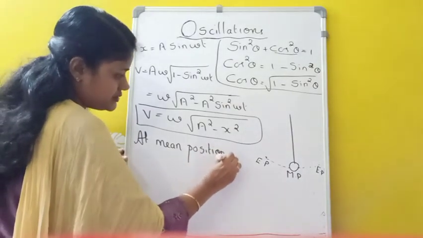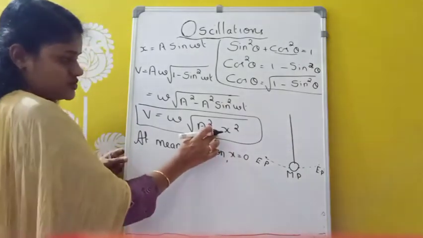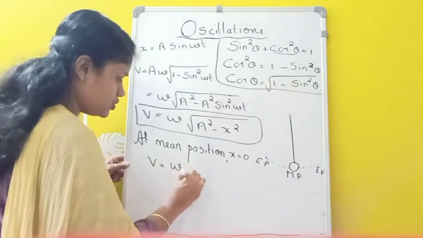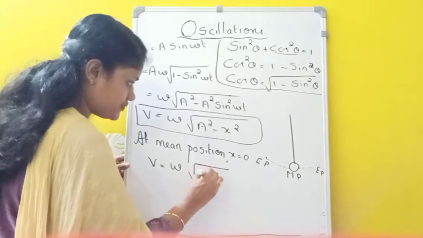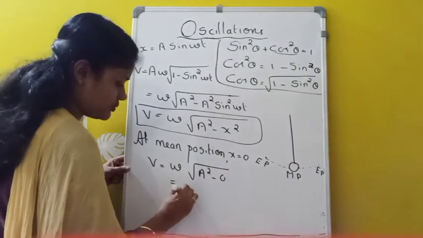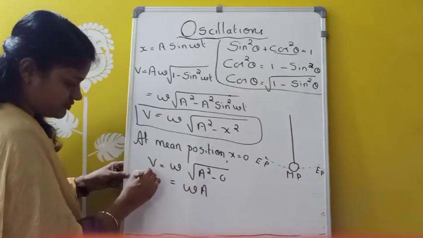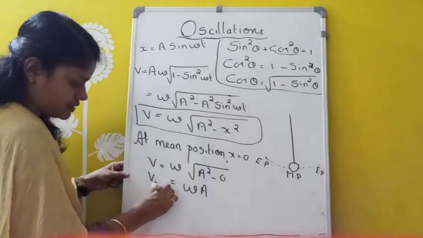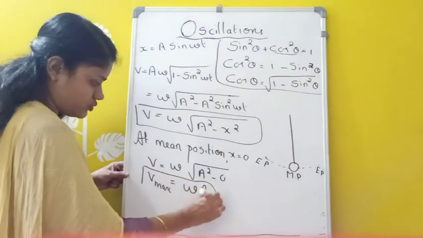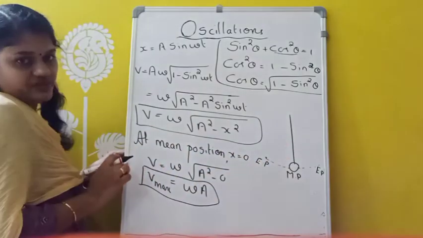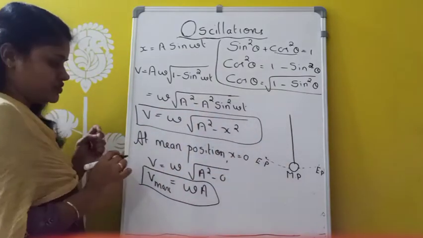x equals 0. So I am substituting this value here. You will be getting V equals omega into root of a square minus 0. That means omega into root a square is a. And this is the maximum value of velocity. So V maximum, the maximum value of velocity, is how much? Omega into a. That is at which point? At the mean position. So velocity is maximum at the mean position.